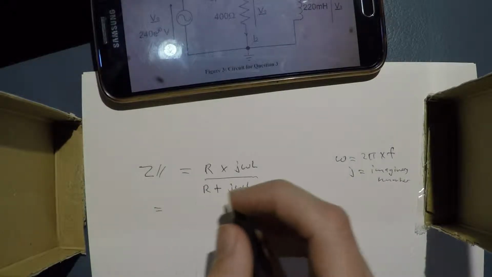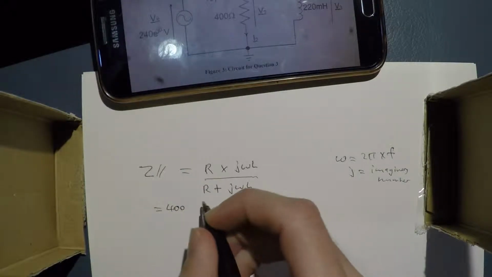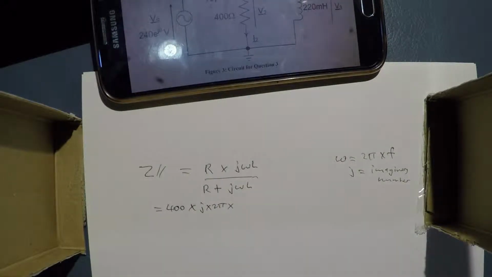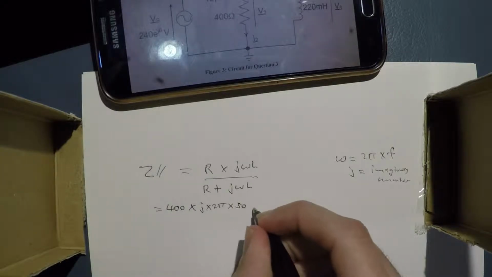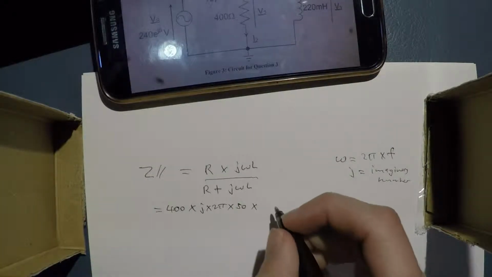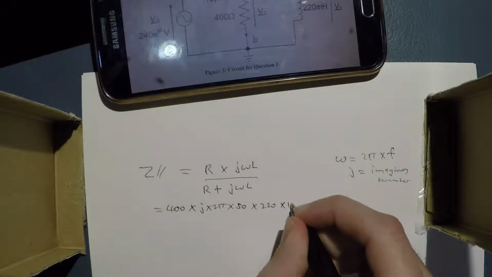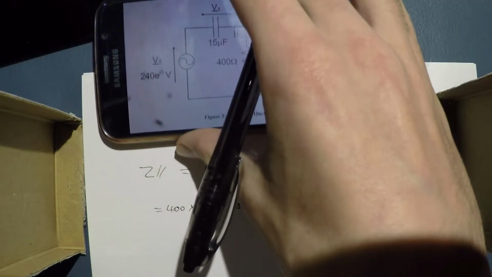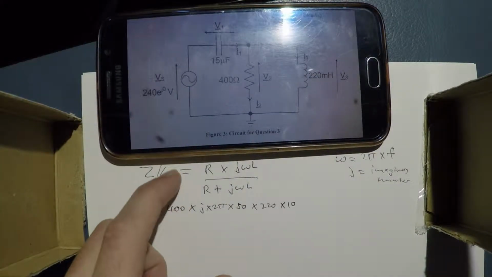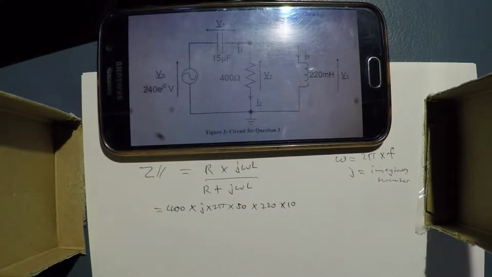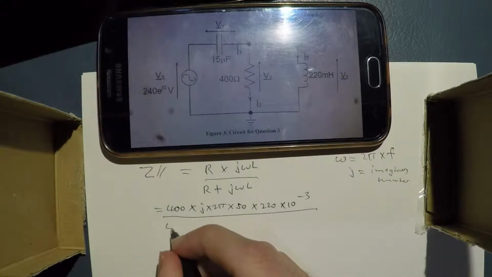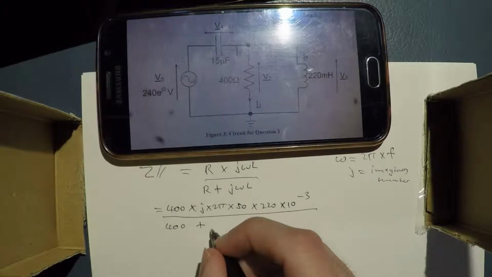So we can put the values in. 400 times J times 2 pi times F, which for this question is 50 hertz, times 220, and it's millihenries, the inductor value, so times 10 to the negative 3. And then 400 plus the same thing.